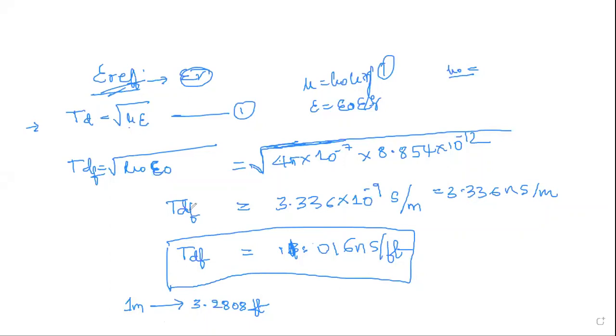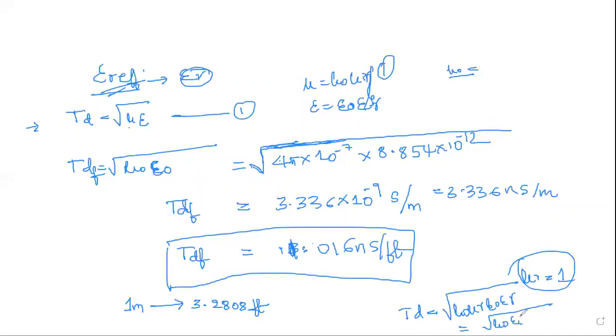Or you can convert both into feet, then you can write the answer directly in terms of feet. Now in the transmission line, if I consider the permeability mu r is equal to 1, this equation will reduce to TD is equal to square root of mu naught mu r epsilon r. Considering only mu r equal to 1, you'll have mu naught epsilon naught into epsilon r.